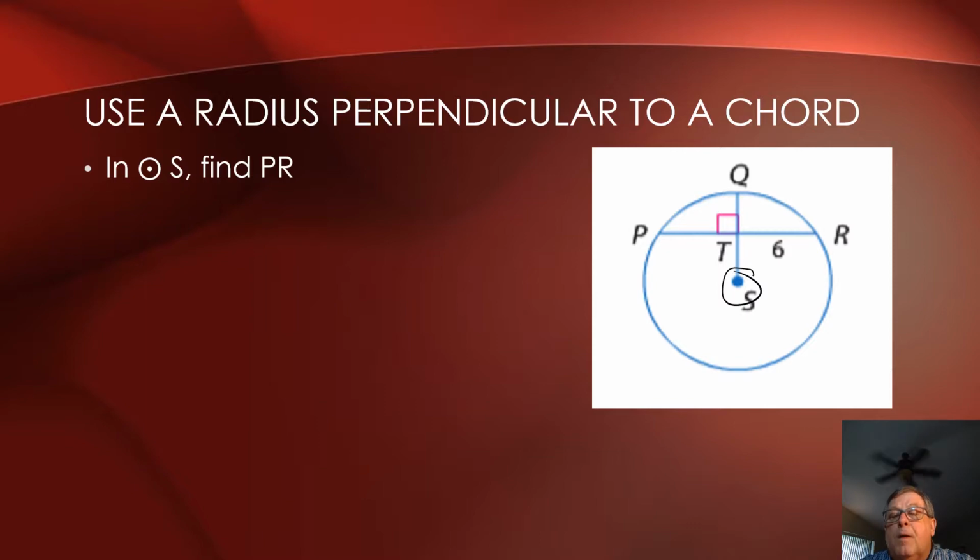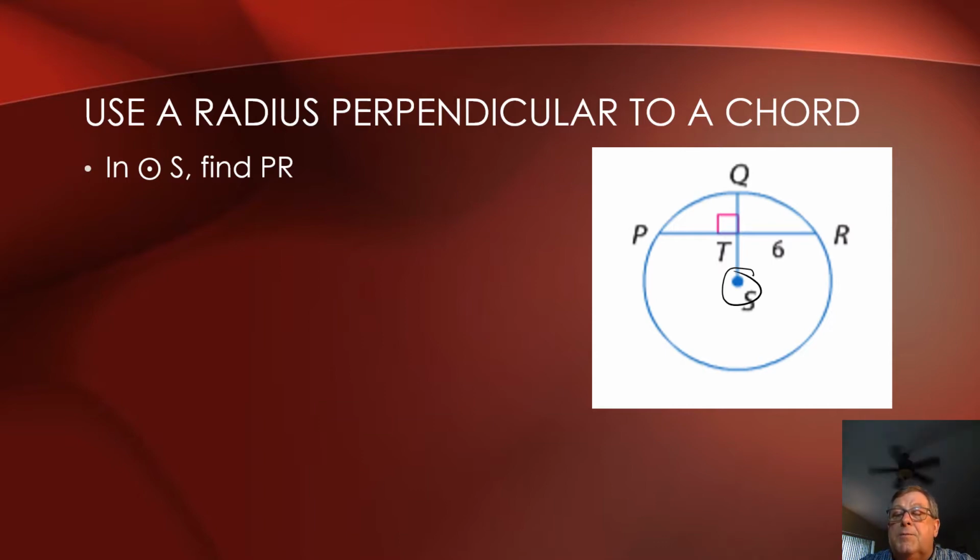Find PR. Well, if I look at segment SQ, I see that it's perpendicular to chord PR. And how do I know this? Because it forms a right angle at the point of intersection, which in this case is T. So segment SQ is perpendicular to PR.